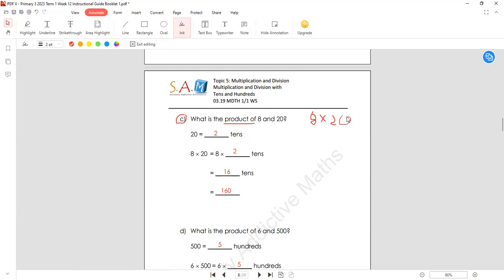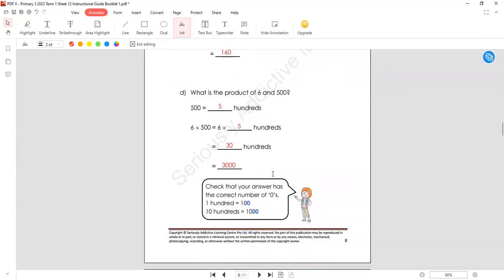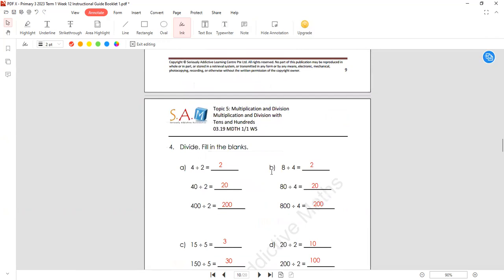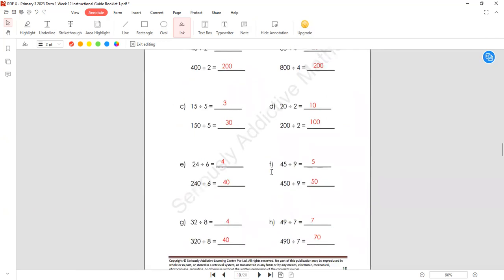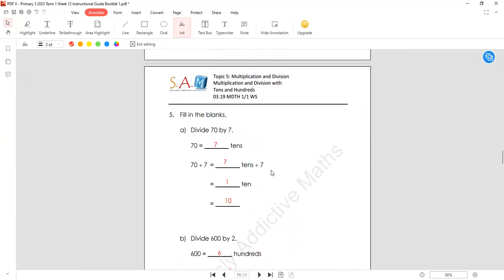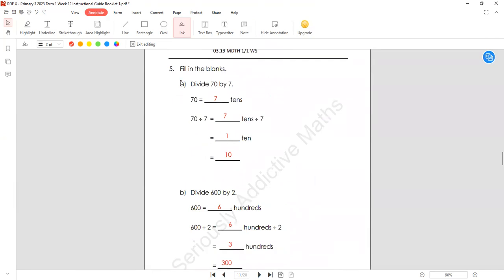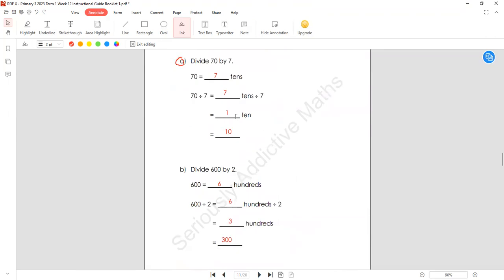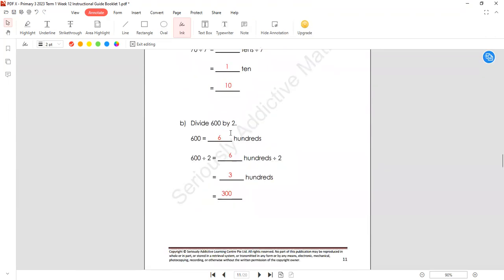Okay, product, right? So get them to write it up. 8 times 20 actually is already here, right? But you need to demonstrate, so same thing. And then after that, we'll move on to division, but I'd like you to get them to do this one instead. So same thing, right? 70 is 7/10, right? 7/10 divided by 7 equals 1/10, and then write the numbers here, right?